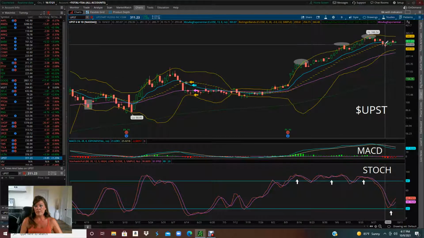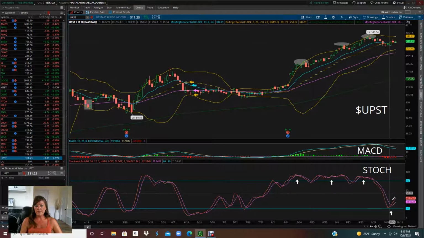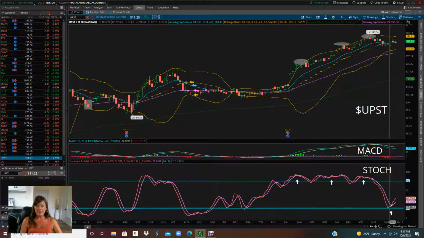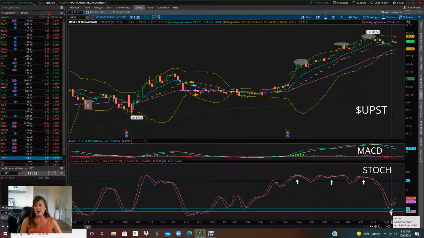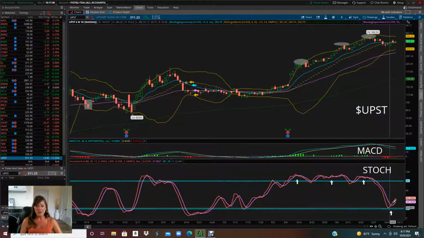Looks like it pulled back below the mid-Bollinger Band, but look at these stochastics here. It stopped at the 20 line and turned. That's bullish momentum. If it would have crossed this 20 line, that would have been more bearish momentum. But since it turned at the 20 line, it didn't even cross it, that's more bullish. Pay attention to that. If you see that happen, that means the stock's got some bullish momentum going on.